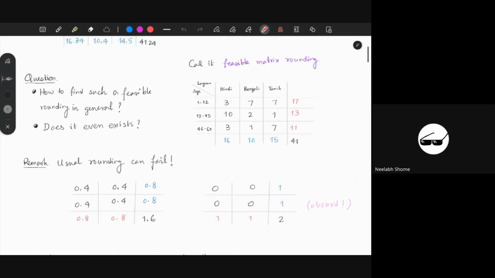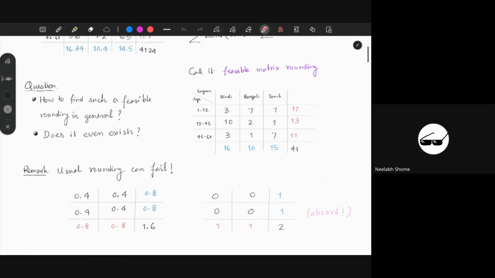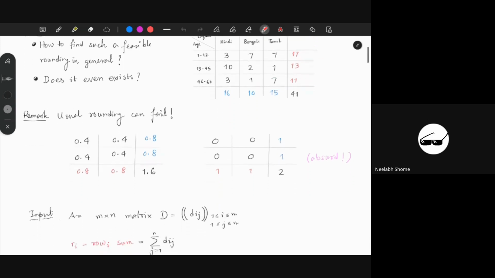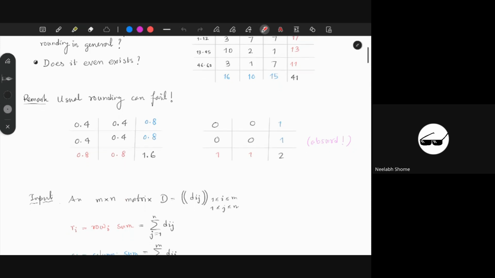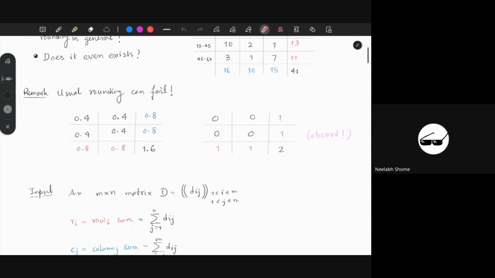So, whenever we mean rounding, we just mean rounding up or down, the ceiling or floor. Are people fine with this? Maybe someone can raise a hand. Do you have any question? You can ask me.